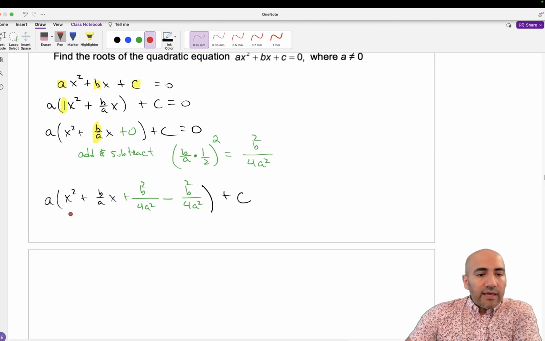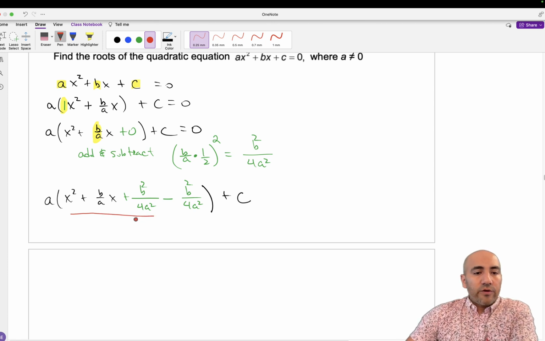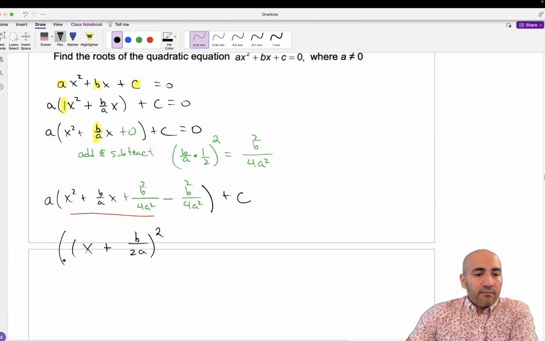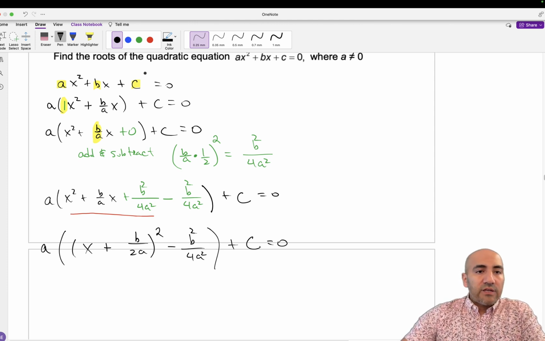So let's go back. Now we're guaranteed that the first 3 are a perfect square trinomial and that they factor as x plus this value, the value before you squared it, which was equal to b over 2a, squared, right? That's the value before you squared it. That's what goes there. And there's still a minus b squared over 4a squared term there. The whole thing still being multiplied by a, and there's still a plus c out there. Good. Oh, I lost my 0. Equals 0. Next we're going to distribute this a like this and like that.